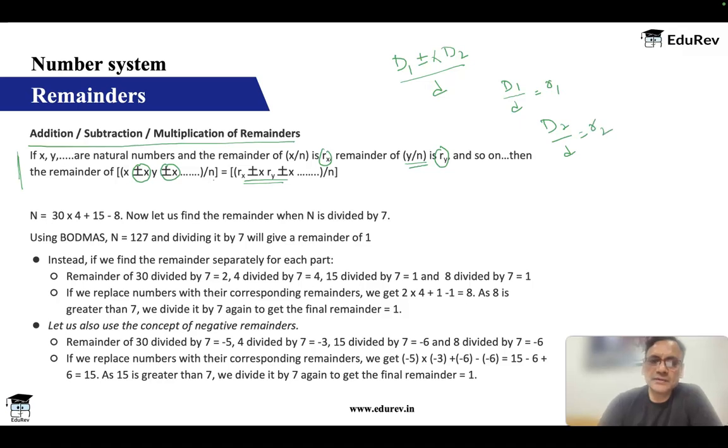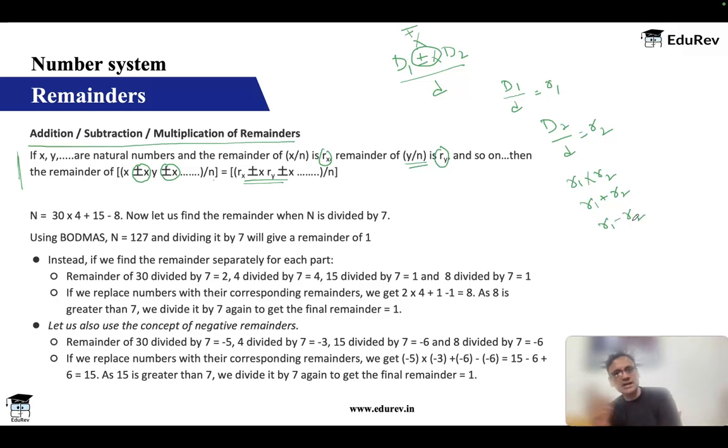And let's say dividend 1 and dividend 2 are getting multiplied. So in your answer, remainder 1 and remainder 2 will also get multiplied. If dividend 1 and dividend 2 are getting added, your remainder 1 and remainder 2 will get added. If dividend 1, dividend 2 are getting subtracted, your remainder 1 and remainder 2 will get subtracted. So whatever operation you do on the dividends, the same operation you can do on the remainders. Okay, that much is enough. Then we'll come back to this in a bit.